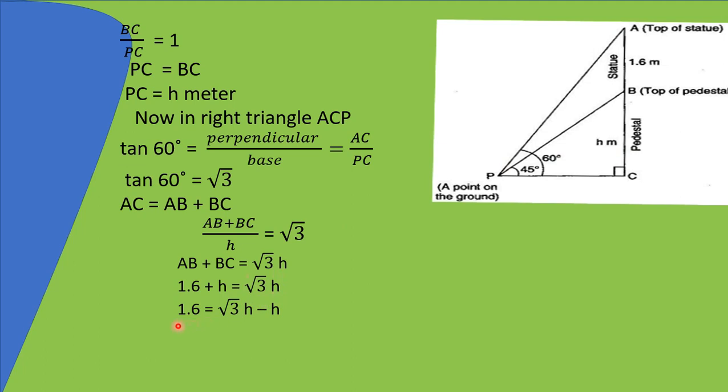Now transpose this H to the right hand side, as we have to take the same quantities on one side. So it will become 1.6 is equal to root 3 H minus H. Now on the right hand side we can take H common. So we have H common, and the rest of the quantities are root 3 minus 1.